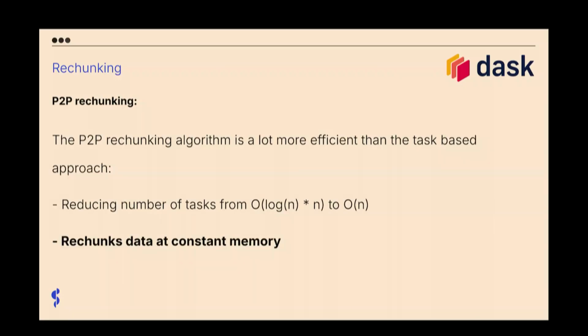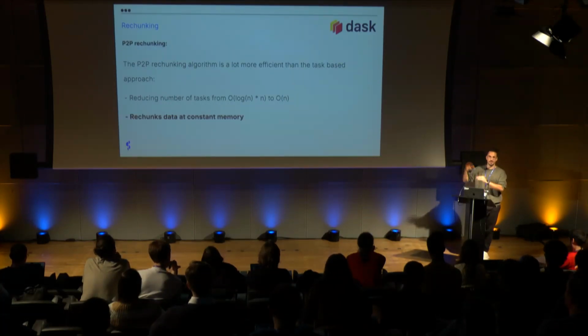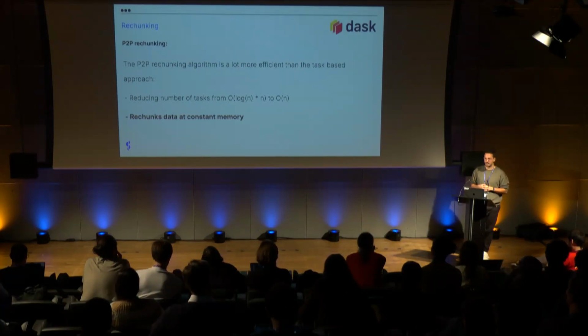How this helps us is, first of all, it helps us reduce the number of tasks that Dask creates. So it's no longer n log n, if people here know complexity notation, but it scales linearly with the number of input chunks or output chunks that we have, keeping task graphs at bay.